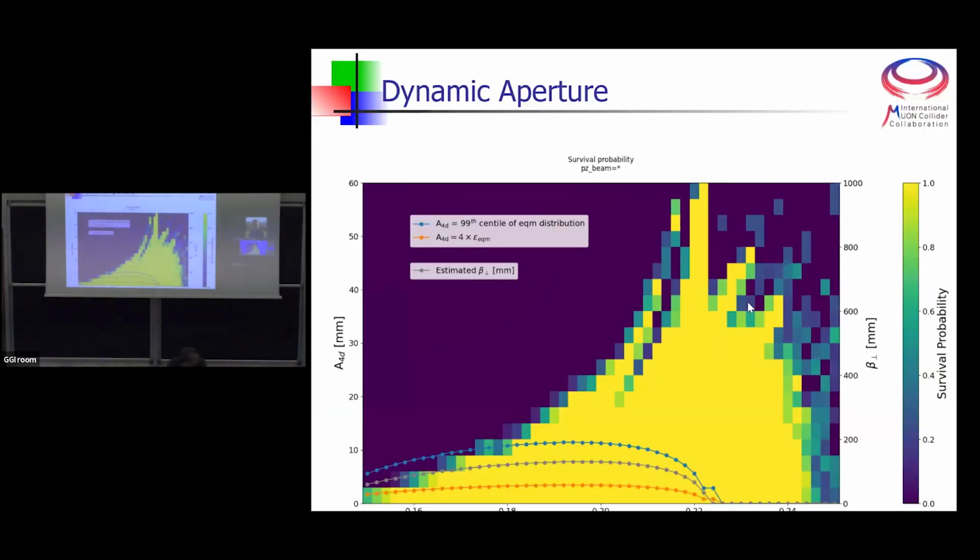Let me see. It looks okay on my screen, but not the projector, which is unfortunate. Anyway, it'll have to do.